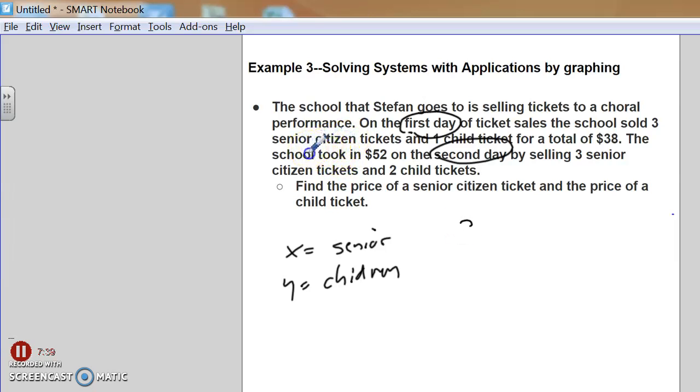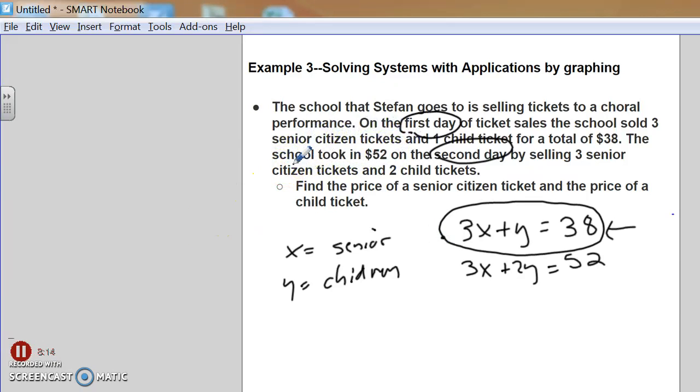So first day we have 3 senior plus 1 child. How much did they make from that? They made $38. Second day they had 3 senior and 2 children and they made $52. So here's my system. This equation has a coefficient of 1. The second equation does not, so that's a whole lot easier to use our substitution method. So I'm going to solve the top equation for y.